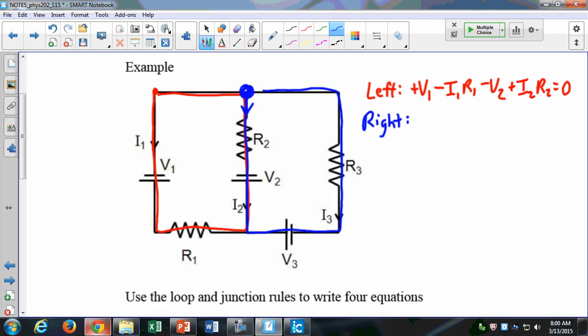Right? So how does this one look? I've already told you negative I2R2 plus V2. What about the next one? Minus V3 and then plus I3R3. And then that's all equal to 0. And then I can also write the outer loop.